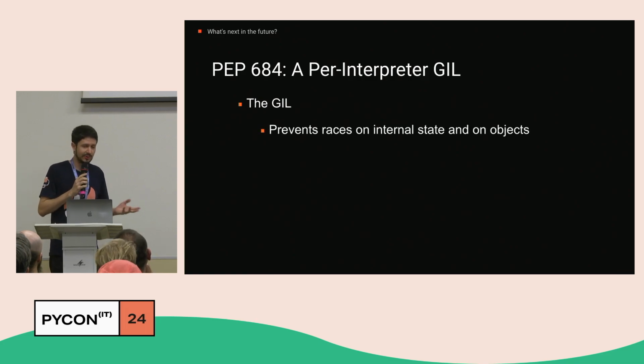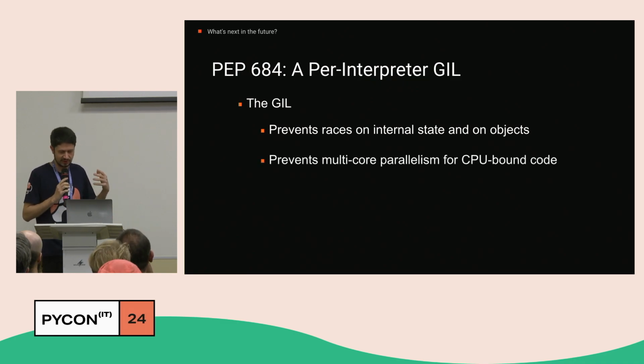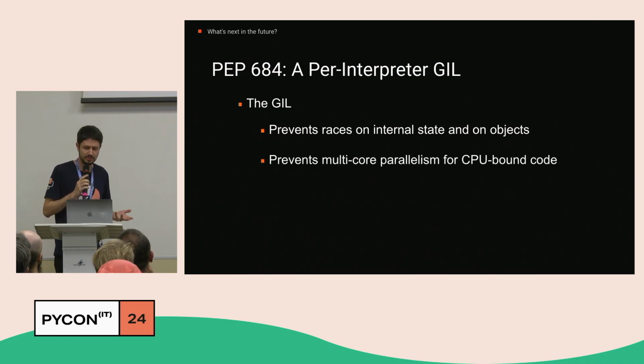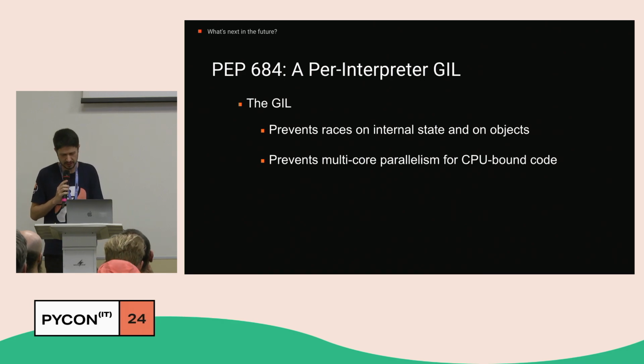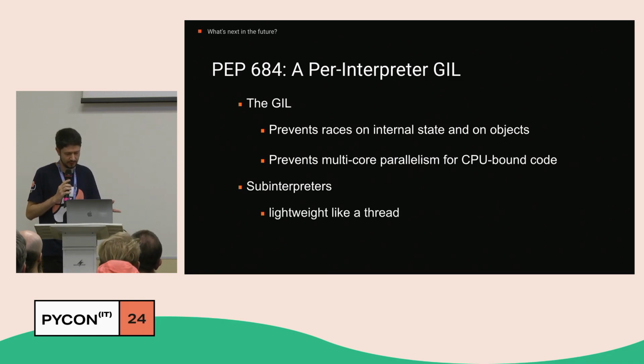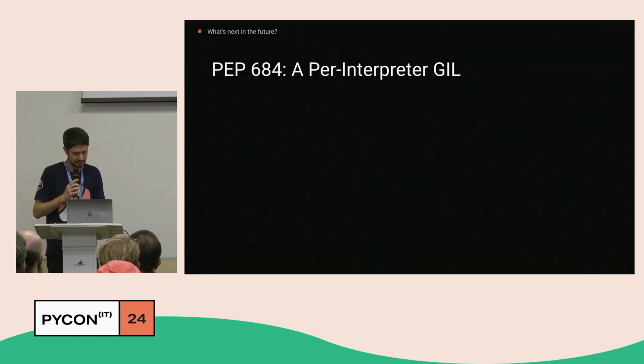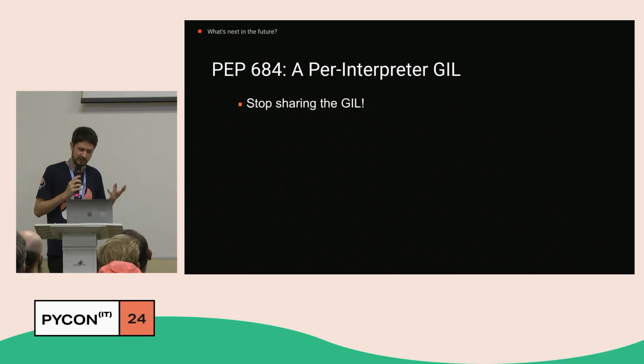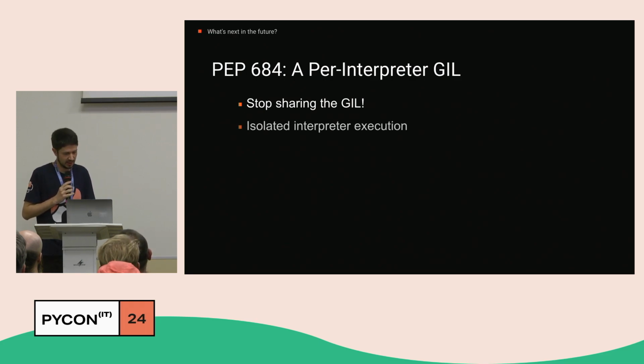And why is that? He actually allows us to not handle semaphores, that kind of stuff, data races, race conditions, so we're fine. But unfortunately, he's holding us back and preventing us from doing multi-core parallel processing. And what this PEP did was create the idea of subinterpreters, and it takes the best of both worlds, like using threads, lightweight, and processes, isolated and completely safe. So this PEP stopped sharing the GIL when you're using subinterpreters.